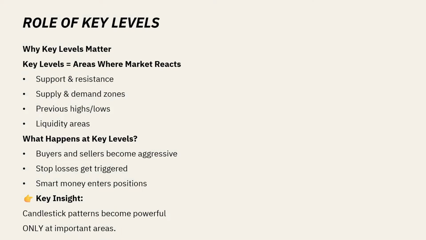And now let's go deeper into the key levels, because this is where candlestick patterns actually become meaningful. Key levels are simply areas where the market reacts aggressively, okay? It can be support, it can be resistance, it can be supply and demand zones, it can be previous highs or previous lows, it can be liquidity areas. And those areas or levels are where real decisions happen, okay?